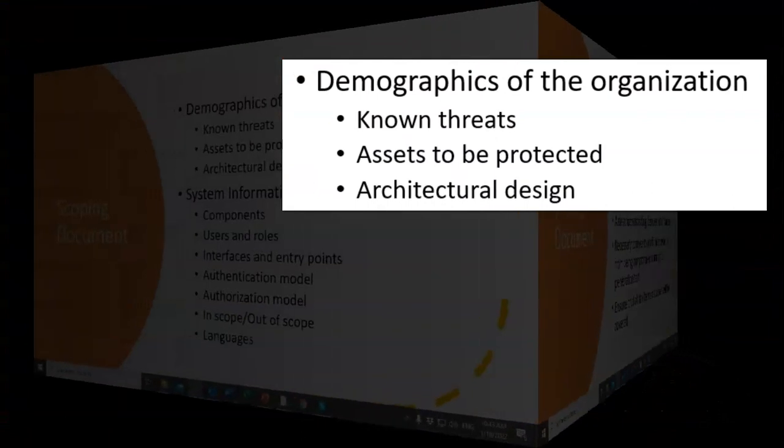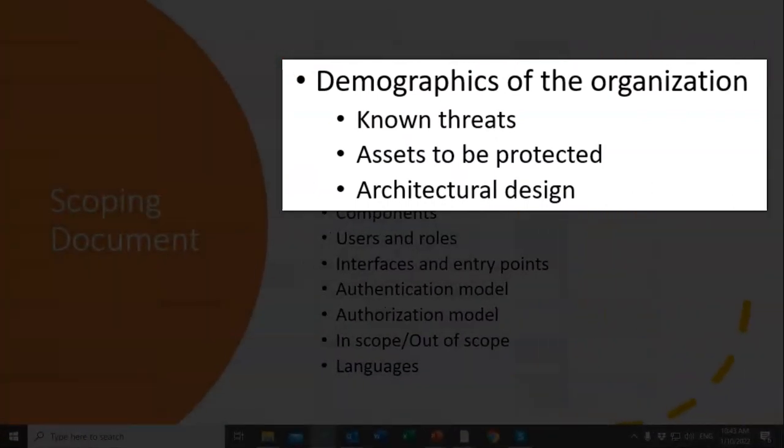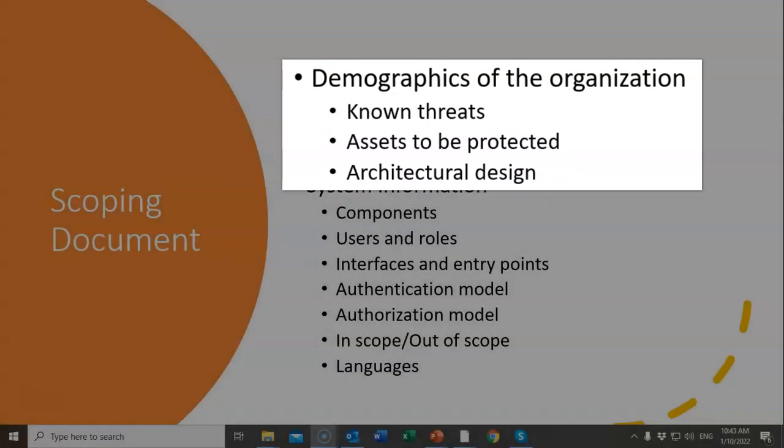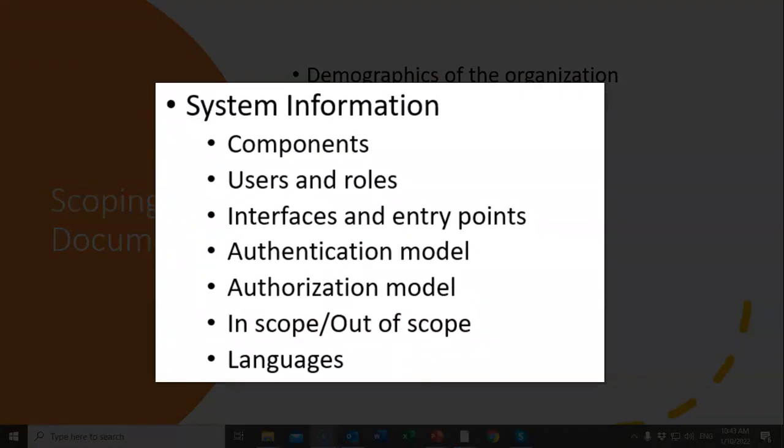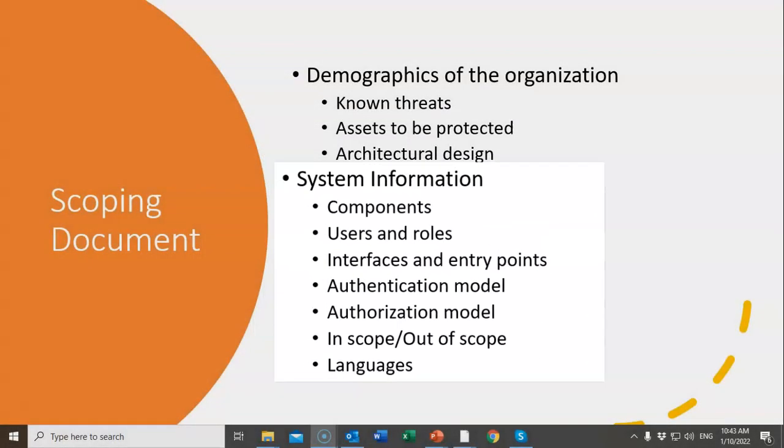This is going to ensure that all the items discussed will be covered. Your scoping document is going to discuss the demographics of the organization. You've identified what threats could be potentially harmful to that organization, what assets need to be protected, and the architectural design of the organization. You're going to have to gather system information, components, users and roles, interfaces and entry points, authentication model, authorization model, in-scope and out-of-scope items, and languages.